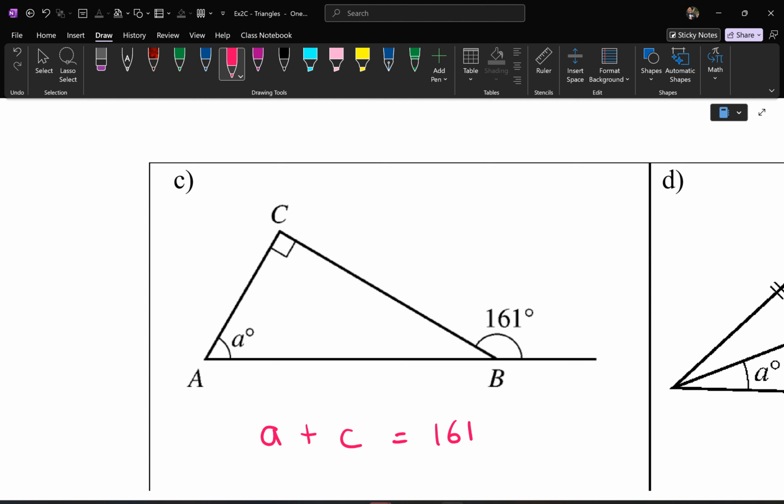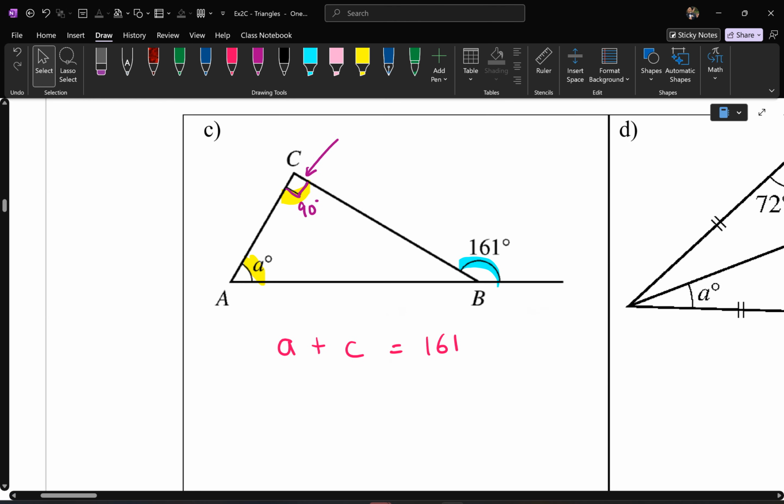Very good. Exterior angle theorem. Remember, the angle on the outside of the triangle is equal to the opposite angles inside the triangle added together. Now, this little box here, what's the angle for the little box? 90. Very good. That means right angled, so it means it's 90 degrees.